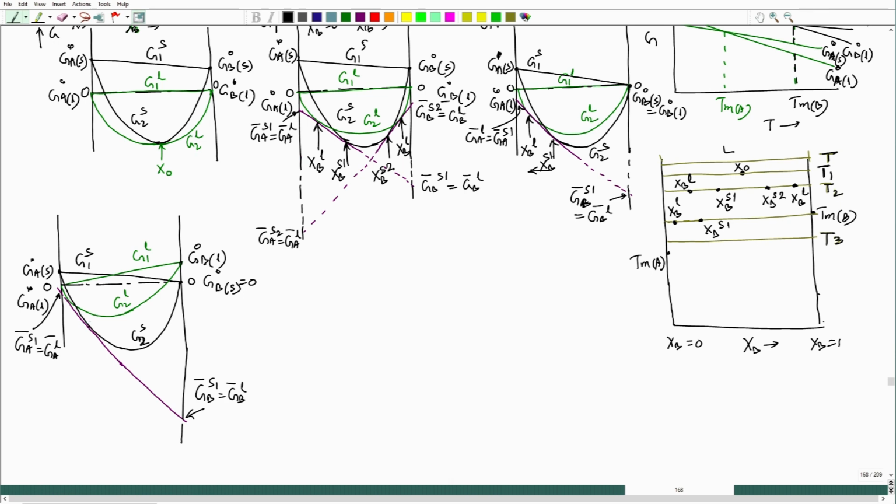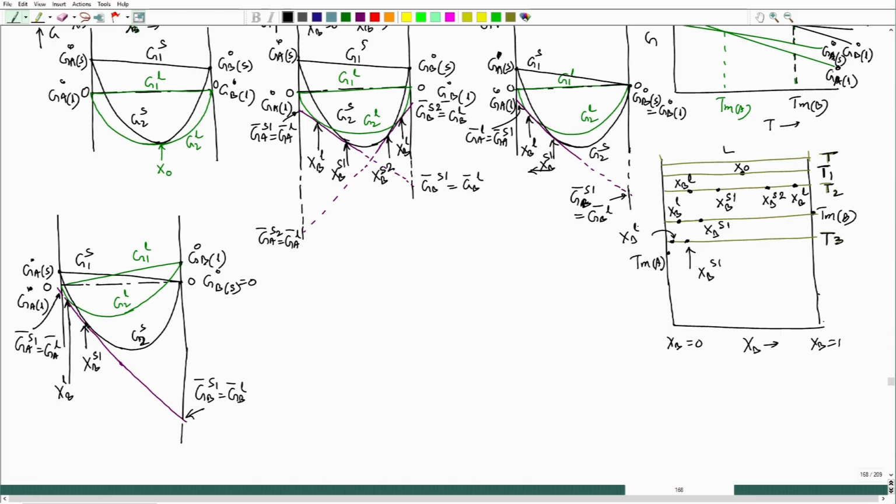So those two compositions are coming out to be farther towards left: XB of solid 1 and XB of liquid. I can shift this a little bit to the right here. So this will be here, and the other point will be here. So this composition is XB of S1 and this composition is XB of L.